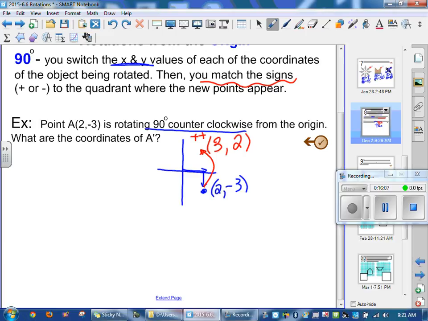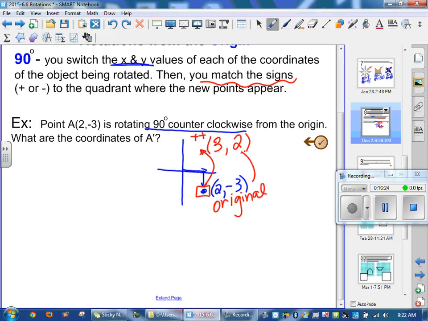Our original point is here. This is our original point. This is the point after we rotate it. That's our new point. Right. So you change them. This is our original point. Okay? This is what we start with, and this is the one where it rotates to. This is our new point.